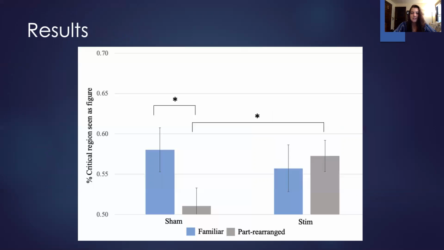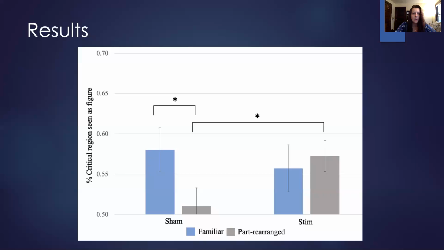So here's what we found. Most interestingly, there was a significant interaction such that stimulation did enhance perception, but only for the part-rearranged images. In other words, stimulation had no effect on participants' perception of familiar stimuli. This is really interesting because it is only partially in line with our hypothesis, as we thought it would enhance both of them. So that's really interesting.